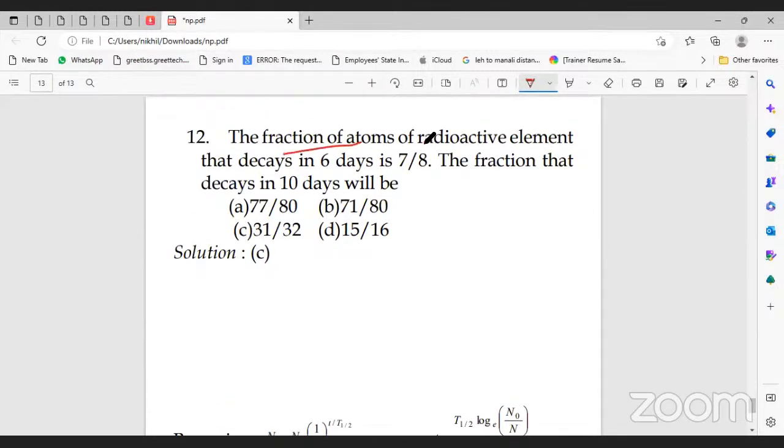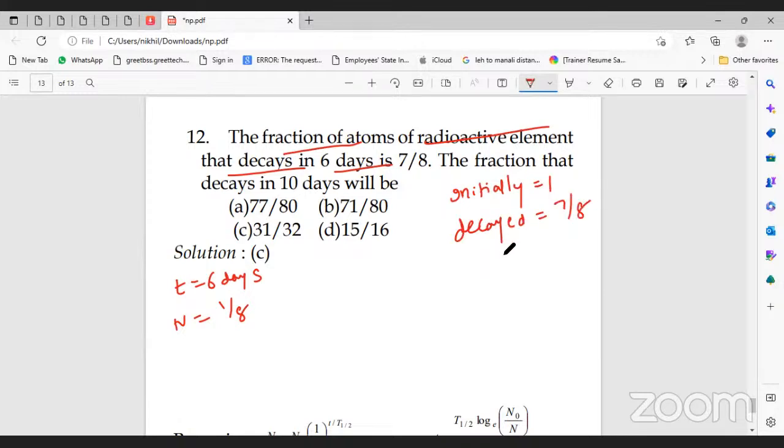The fraction of the atoms of the radioactive element that decays in 6 days. So time taken is 6 days. That decayed 7 by 8. So what is remaining? Remaining is 1 by 8, no? Initially, if you have 1, decayed means disintegrated. Decayed is 7 by 8. So what is remaining? Remaining is the difference, 1 minus 7 by 8. That is 1 by 8. So the number of atoms remaining in the sample is 1 by 8.